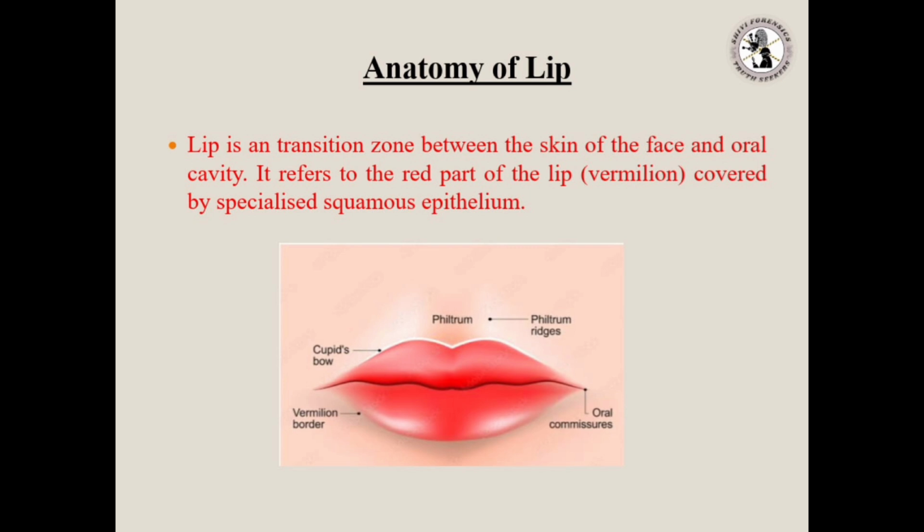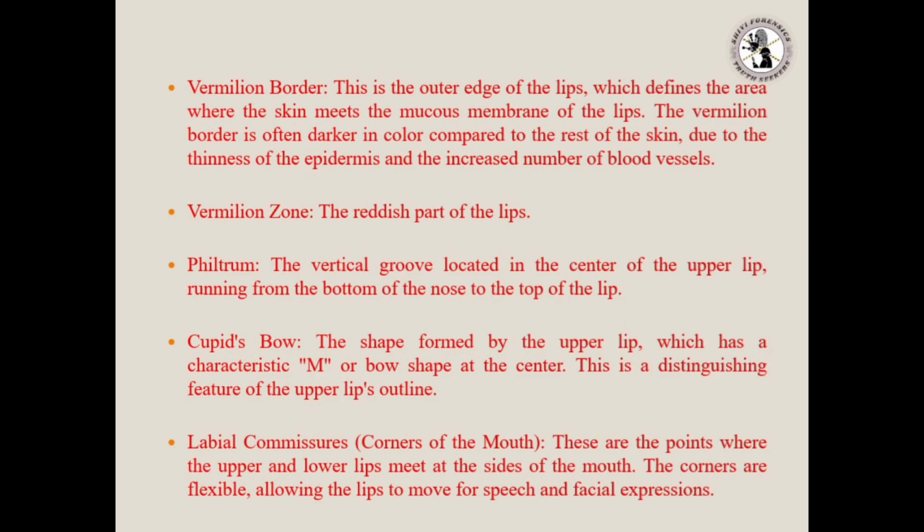Next, if we talk about the anatomical structure, the lip is a transition zone between the skin of the face and the oral cavity. The red part of the lip is called the vermilion zone, which is covered by specialized squamous epithelium. Then we have the vermilion border. This is basically the outer edge of the lips, which defines the area where the skin meets the mucous membrane of the lips. This is darker in color compared to the rest of the skin, due to the increased number of blood vessels. And we have the philtrum, cupid bow, and labial commissures.